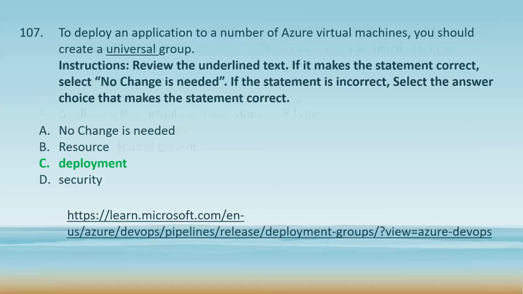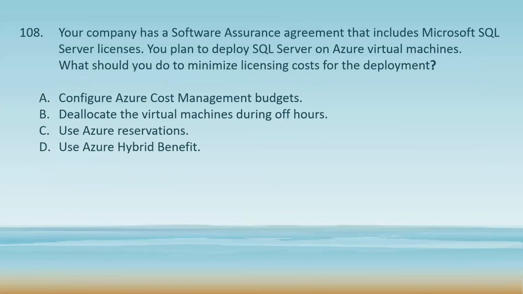Moving on to question number 108 of the series. Your company has a software assurance agreement that includes Microsoft SQL Server licenses. You plan to deploy SQL Server on Azure virtual machines. What should you do to minimize licensing costs for the deployment? Your options are configure Azure cost management budgets, deallocate the virtual machine during off hours, use Azure reservations, use Azure hybrid benefit.